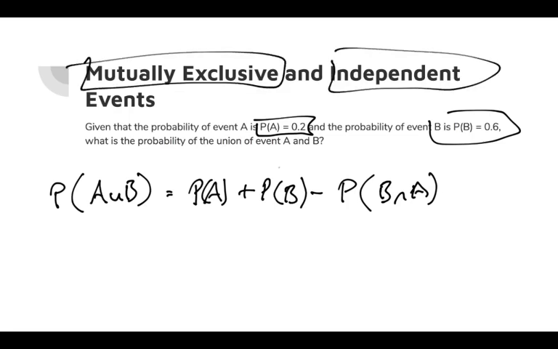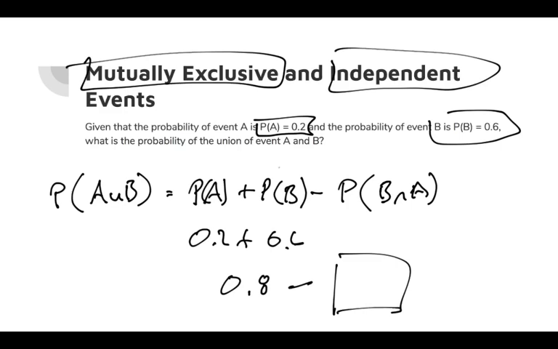If the events are mutually exclusive, then I would get 0.2 plus 0.6, which is 0.8, minus, and this is the thing that's going to change. If they're mutually exclusive, that's a 0, because that means that they have nothing in common. And so this would just be the answer, and you're done.